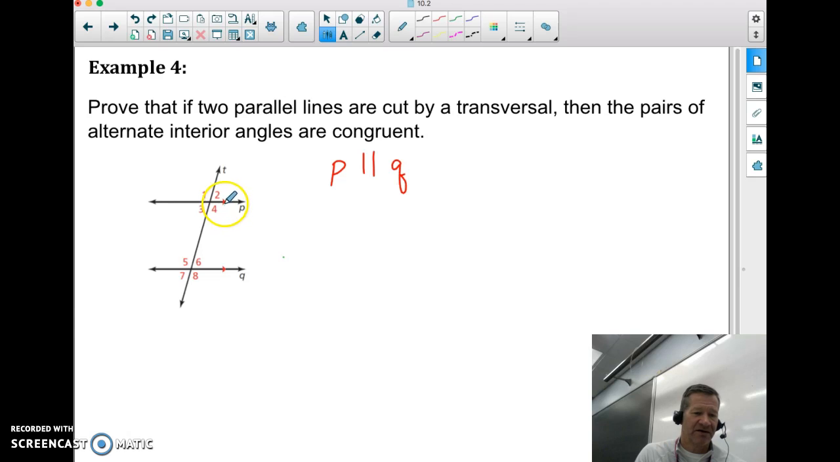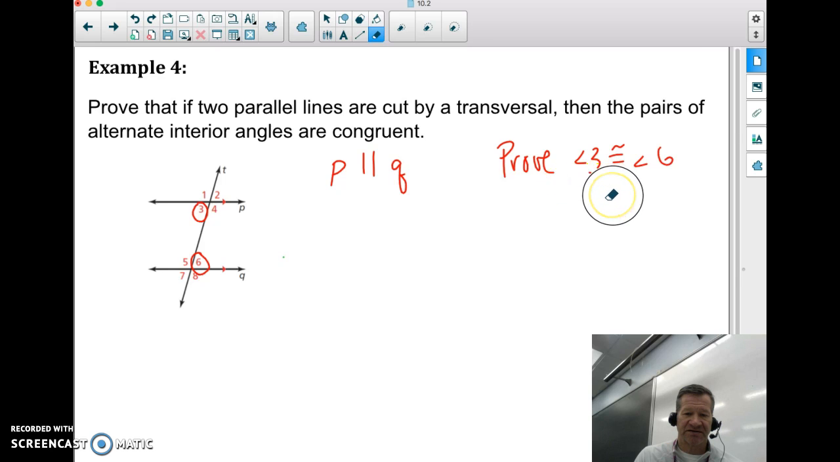They're telling us that with these two little arrowheads. Okay, now they're being intersected by T, the transversal. So let's prove that a pair of alternate interior angles are congruent. Well, for example, I can see here that 3 and 6 are a pair of alternate interior angles. So let's prove that 3 and 6 must be congruent. Let's prove that 3 is congruent to 6.